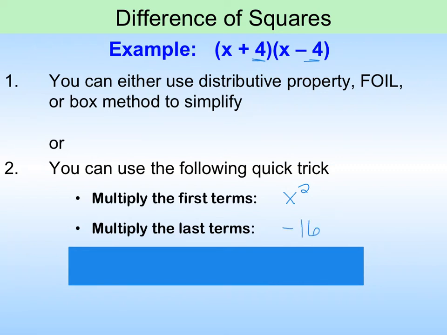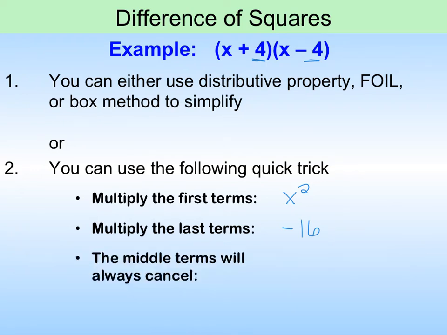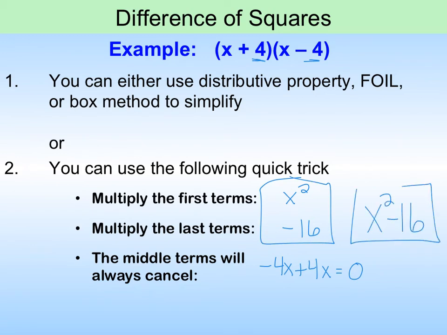And the last thing's kind of just a side note, because your answer actually is x squared minus 16. The middle terms will always cancel with a difference of squares, because if we were to do the two middle terms, it becomes negative 4x plus 4x, and that would equal 0. So that goes away. So this really becomes your ultimate final answer, x squared minus 16.